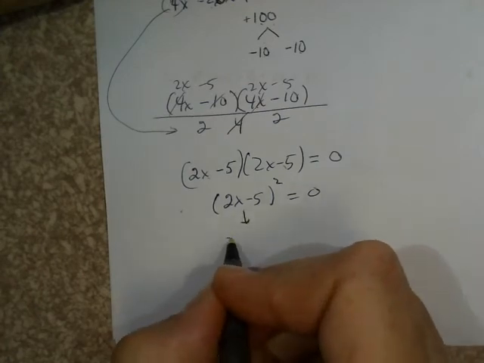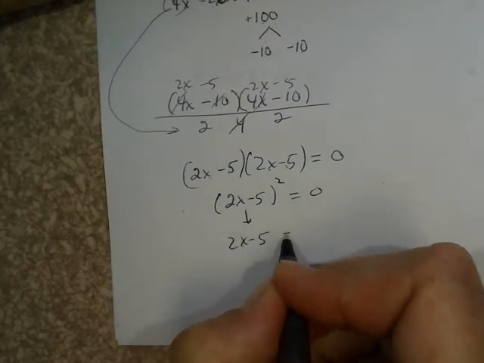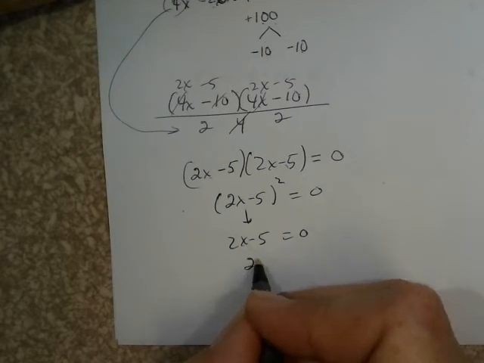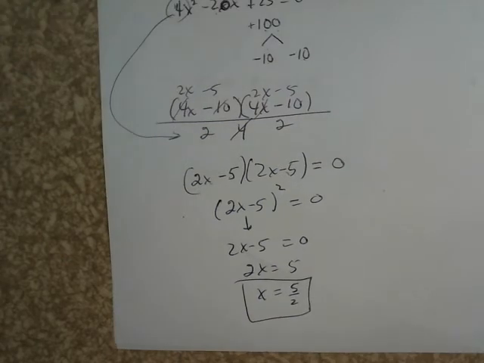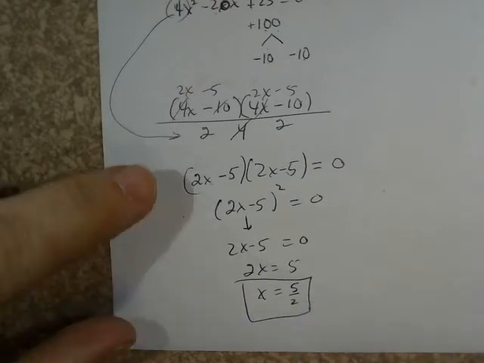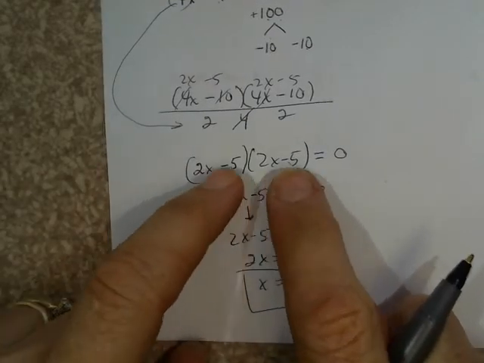So we can just set 2x minus 5 equal to 0, add 5 to both sides, and divide by 2. So we really only have one answer. Most quadratic equations have two answers, but sometimes we have just one answer because it's a repeated answer, 5 over 2.